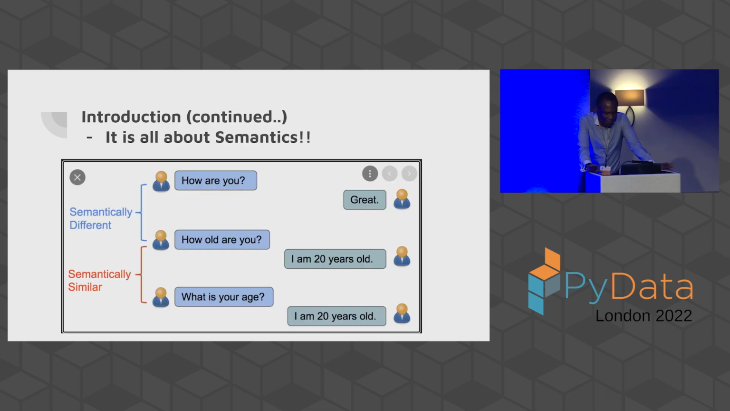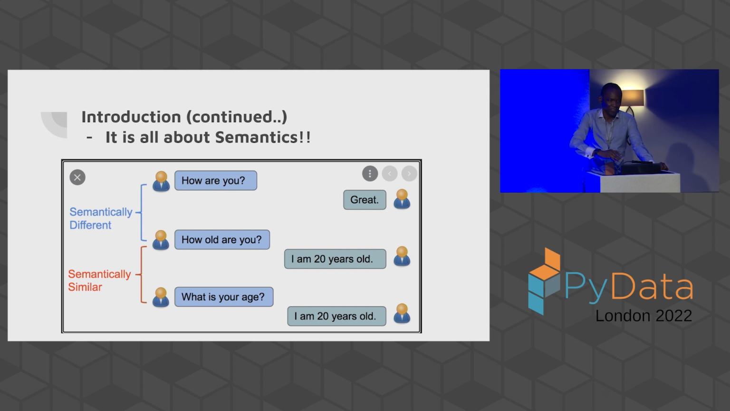So, what is semantics? What do we really mean by semantics? This slide gives you an insight into 3 sentences. Two of them are similar, one is not. The first one is saying, how are you? And the person on the other end is saying, great. Then you've got another sentence which says, how old are you? And of course, the answer is, I am 20 years old. And then the third sentence, what is your age?